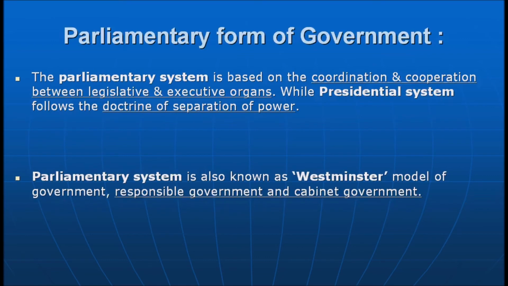Now we'll discuss the parliamentary form of government. India has adopted the parliamentary form of government. In a parliamentary system, there is coordination between the legislature and the executive organs, because the executive is responsible towards the legislature for their acts and policies, and the members of the executive are members of the legislature. So there is a kind of interdependence between the legislature and the executive organ.